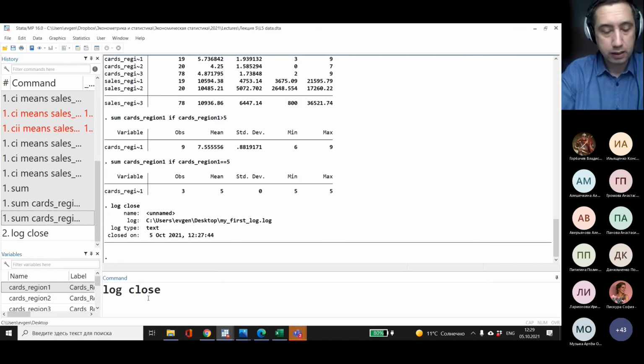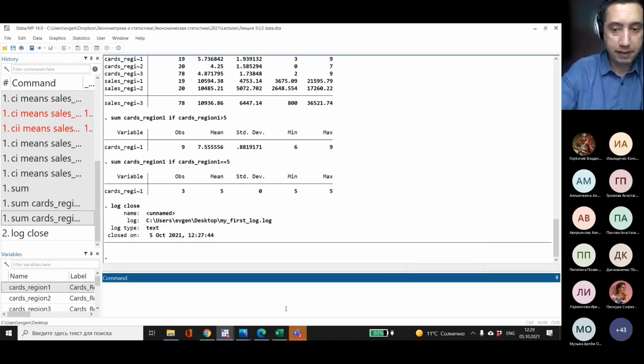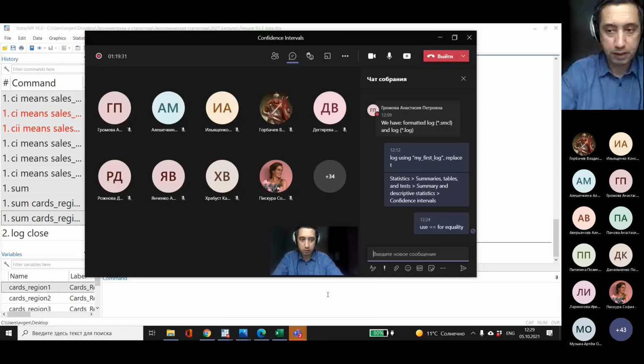Well, I think that's it for today. I suppose you are tired because we learned a lot of new information. If you have any questions or something doesn't work in Stata, please tell me right now. And other students, small feedback: tell me please, what have you learned in Stata today? What have you learned, in the chat, please?